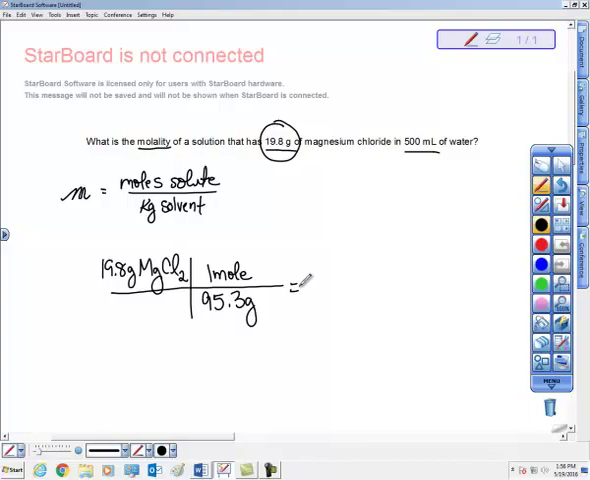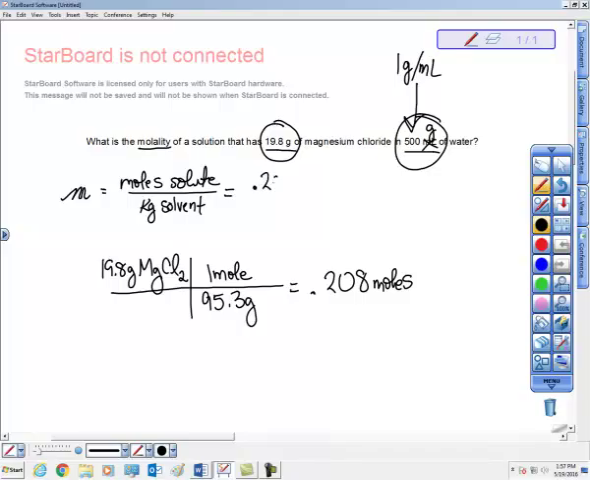All right, so 19.8 divided by 95.3. I got 0.208. I'm going to try to stick to 3 sig figs, so this will be 0.208 moles. Water is always, when you're looking at a problem, most likely going to be the solvent, so try to just remember that it's usually the solvent. And what's the density of water? It's 1 gram per milliliter, so each milliliter weighs a gram, so this is actually 500 grams of water.